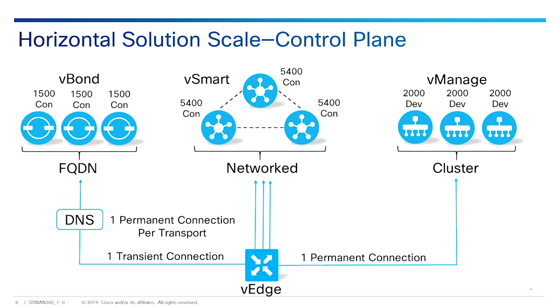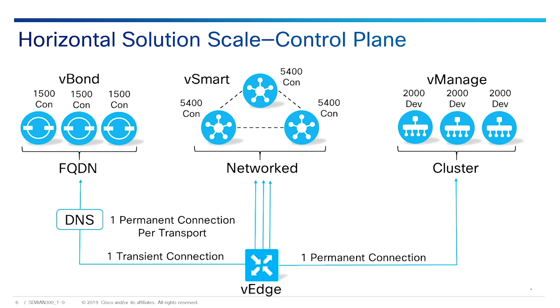Here are some scaling numbers for the control plane, starting from the vEdge. Each vEdge is going to have one non-permanent connection to vBond, one permanent connection to vManage, and one permanent connection per transport network to vSmart. This is only the control plane. The vEdge routers, of course, also have data plane tunnels.